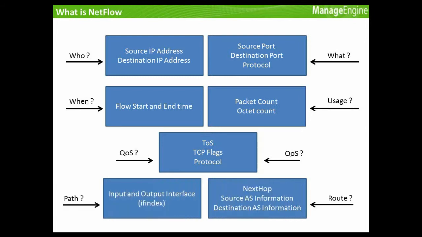And then there is the path, that is the input and output interface through which the traffic came into your network, and the interface through which the traffic went out of your network. You know the path through which the traffic happened, and then there is the route, that is the next hop information. The source or destination autonomous system information, so route information is also there. NetFlow gives you quite a lot of valuable information, through which you can find out everything that is happening in your network.